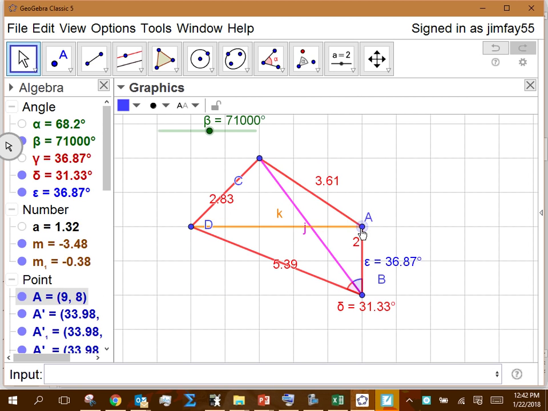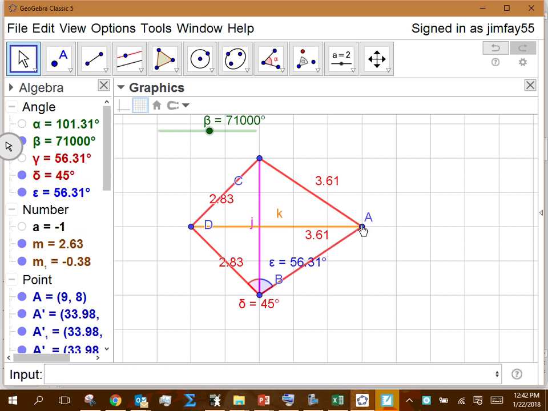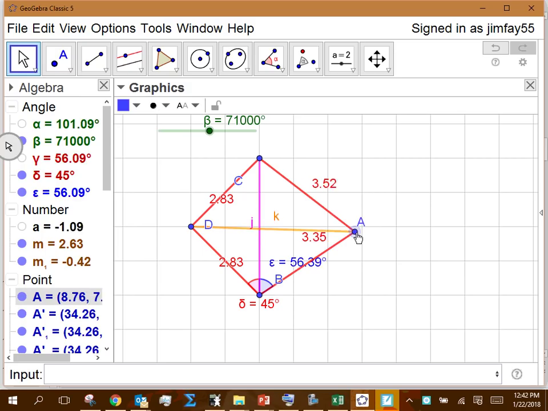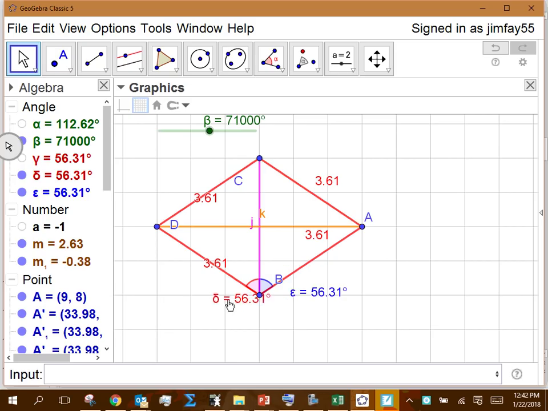However, when we get a rhombus, the easiest way for me to make a rhombus is to make the diagonals perpendicular. So there I've got a rhombus. Let's elongate it a little bit so it doesn't look like a square. What do you now notice about those two angles? The 56.31 and the 56.31 are the same, aren't they? So there you're seeing that the diagonal bisects that angle.